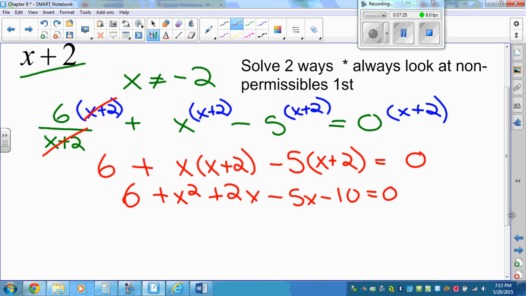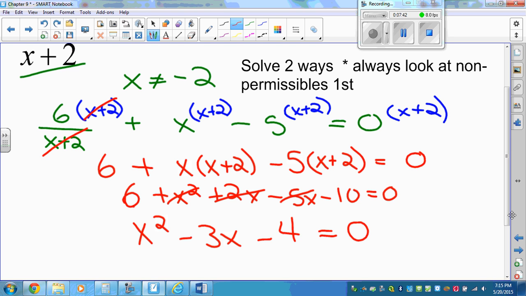I'm going to write in descending order. x squared, I've taken care of that one. I have 2x minus 5x, so it's minus 3x, taking care of those. I have 6 minus 10, which would be minus 4.